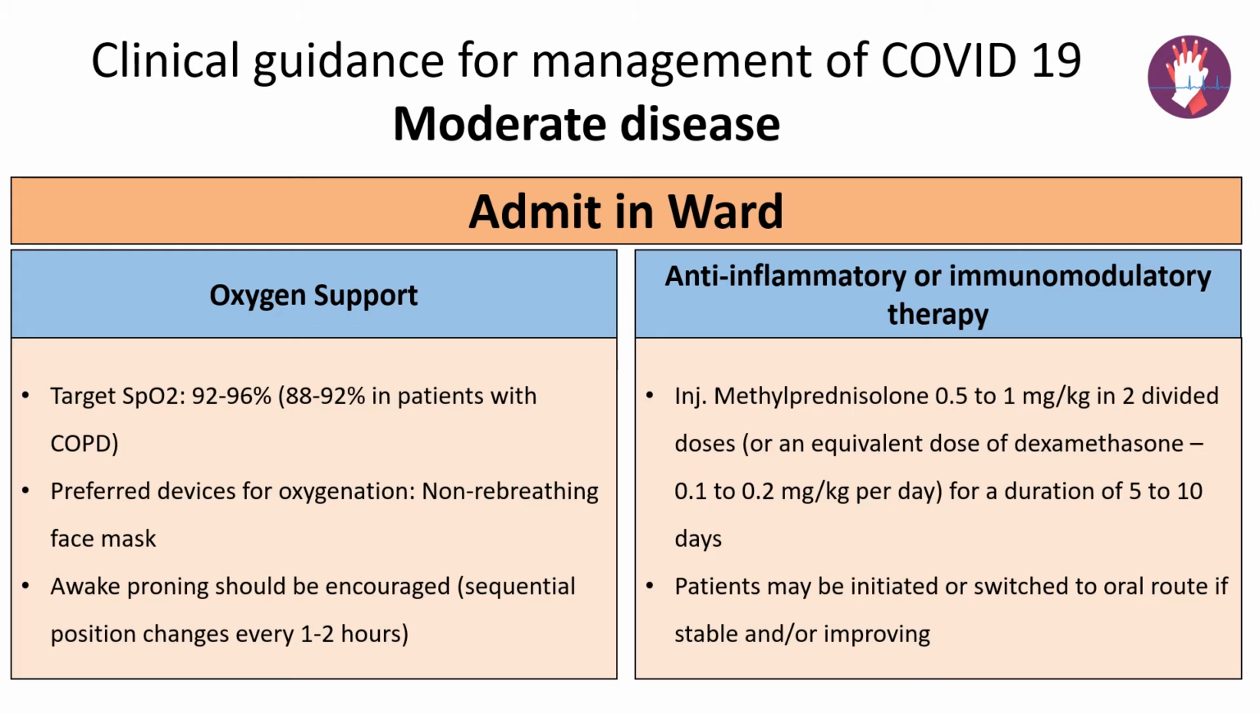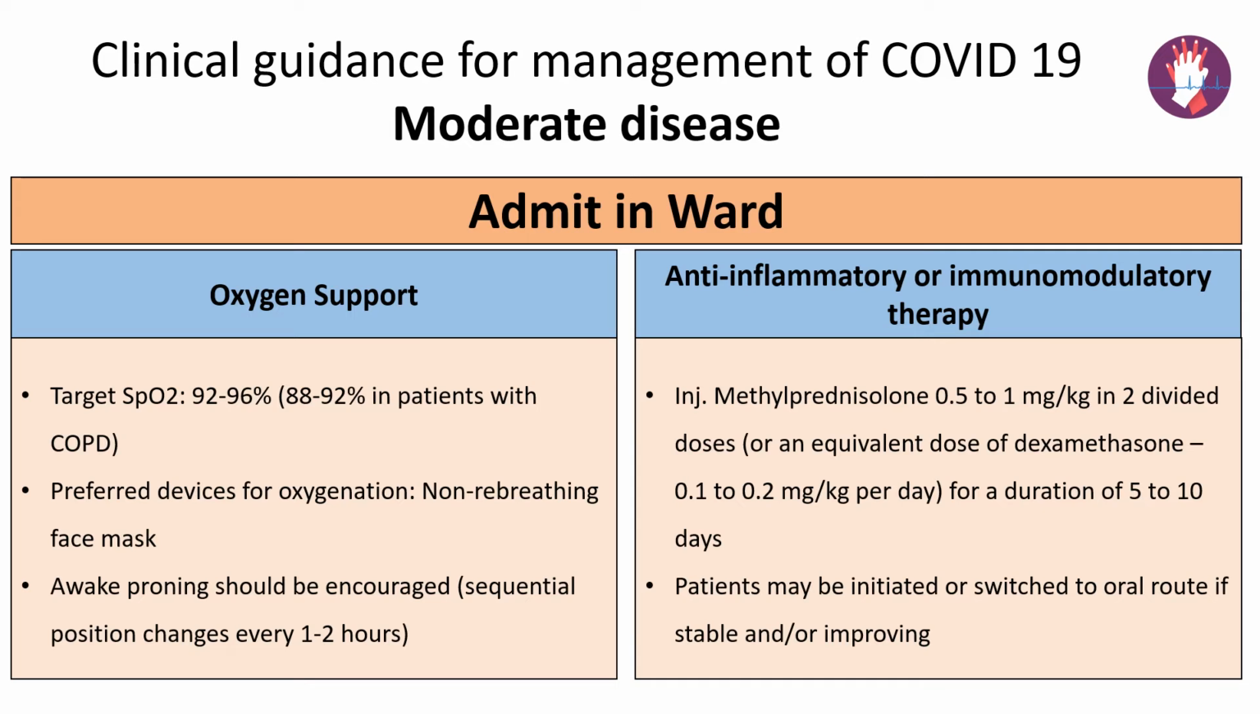If you're going for methylprednisolone, 0.5 to 1 milligram per kilogram in 2 divided doses, or dexamethasone 0.1 to 0.2 milligram per kilogram per day for a duration of 5 to 10 days. Again, these are short courses of steroids to counter the inflammation from the illness. As you know, most deaths happen because of the body's uncontrolled inflammatory response to the COVID virus.